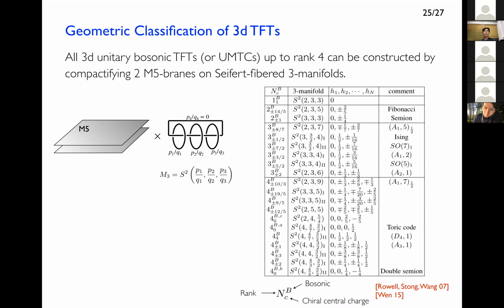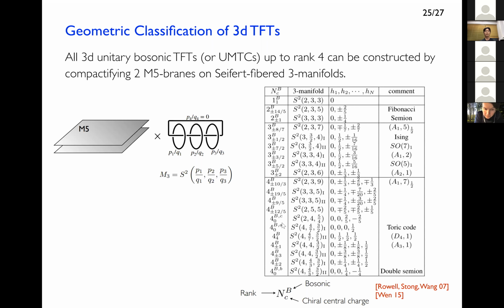So each row in this table corresponds to an independent TQFT. For example, at rank 2, we have two distinct TQFTs. One is called the Fibonacci TQFT, or Fibonacci MTC, and the second one is the Semion MTC. And the Ising MTC is here at rank 3, and the famous Z2 toric code is here at rank 4.